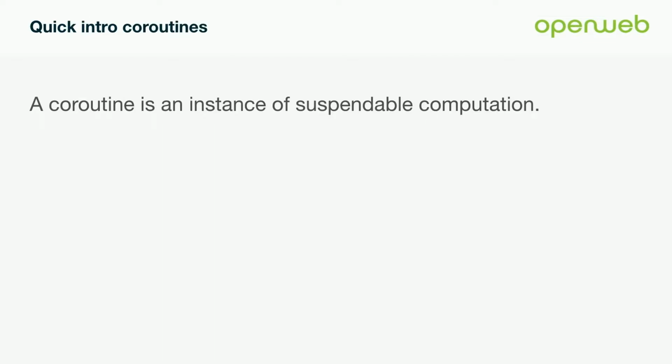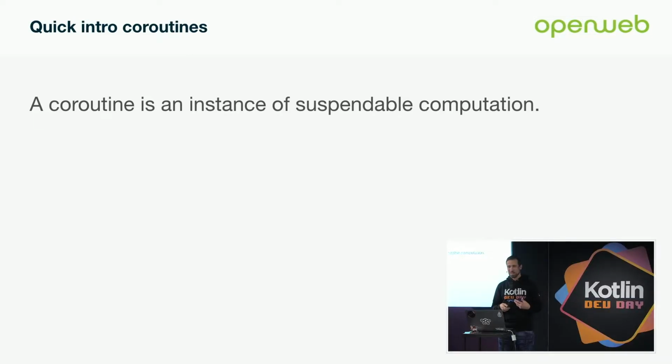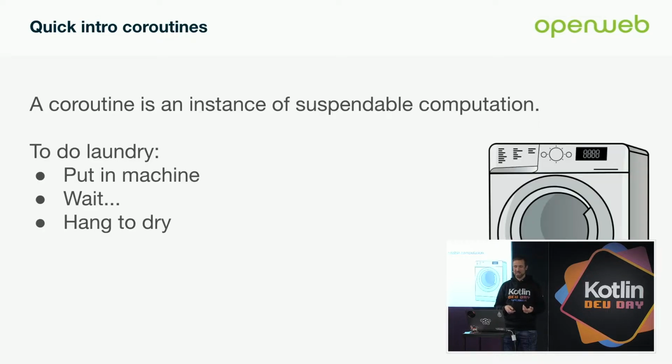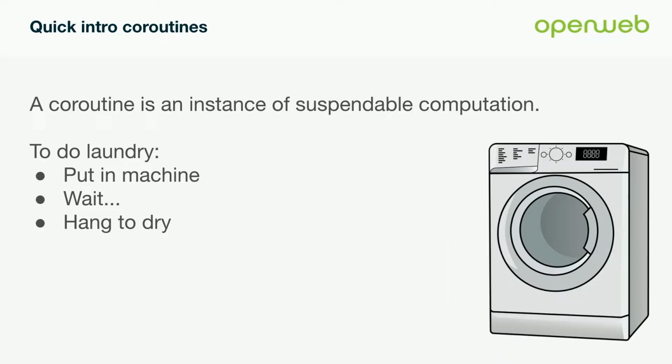So, introduction to coroutines. A coroutine is an instance of a suspended computation. That's what's also in the Kotlin guide, and that's a bit of a simplification. Basically, if you want to do things asynchronously, the example I'm using is doing the laundry. You put your wash in the washing machine, wait for some time, and then when the machine is done, you can hang it up to dry. But once the machine is working, you want to do other work.